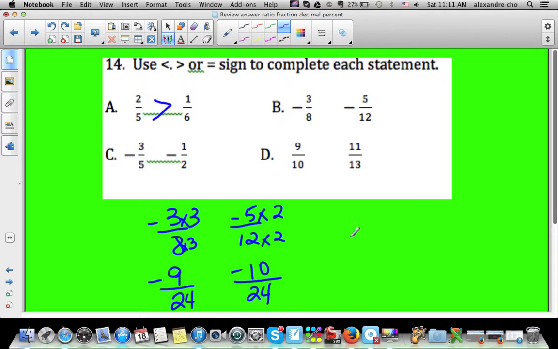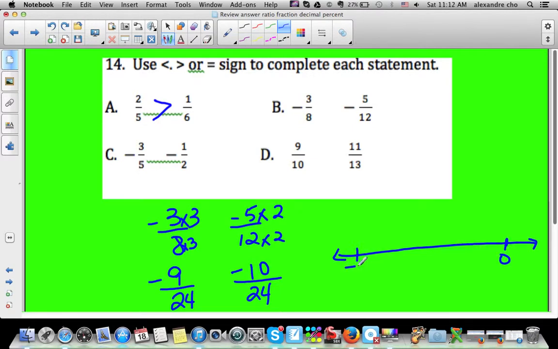Okay, so which one is greater, less, or equal to? In this case, obviously, negative 9. So with negatives, and you know what, I think if I do a number line here, it's going to be easy for you to watch. So here's 0.